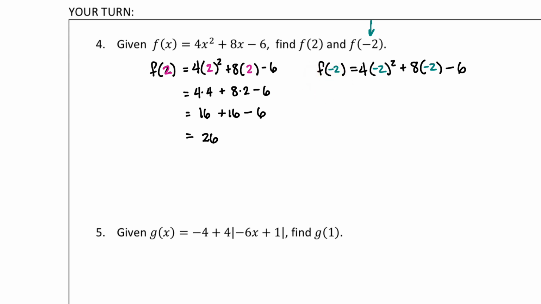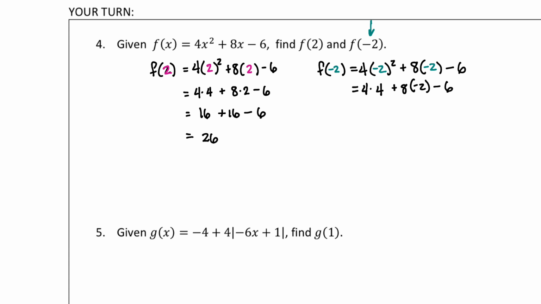Okay, so let's continue finding it. So again, exponents first. So I'm going to do 4 times -2 squared, which is +4. Two negatives give you a positive. Now over here, I'm going to leave the parentheses because it's a negative. If I didn't, it would look like this, and what is this? Is that a multiplier or subtract? You know, it gets confusing.